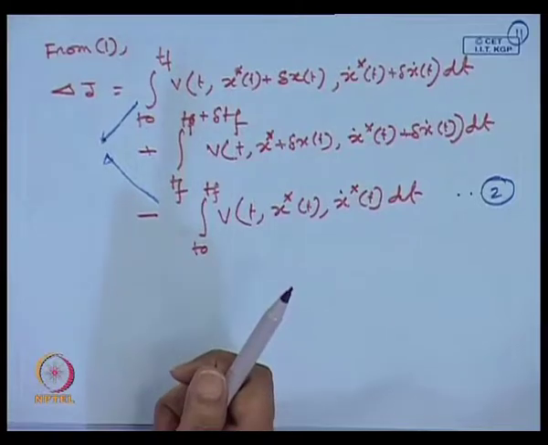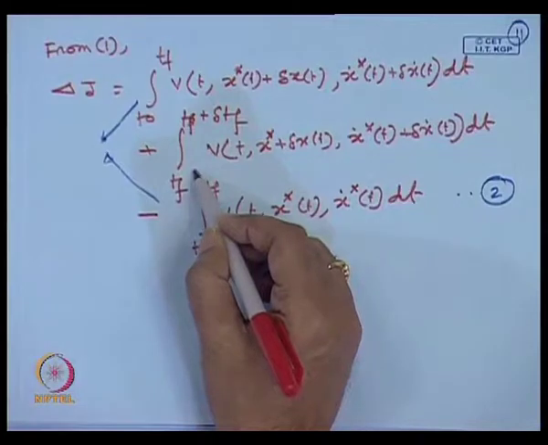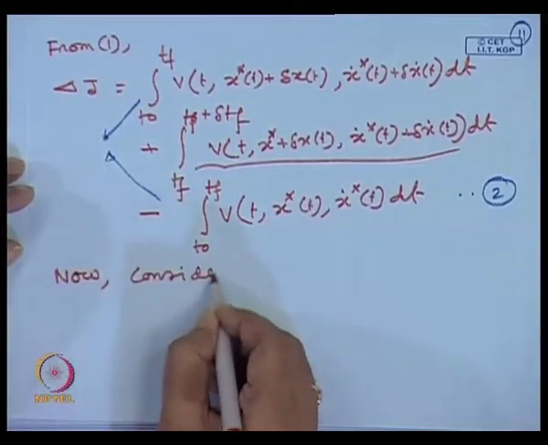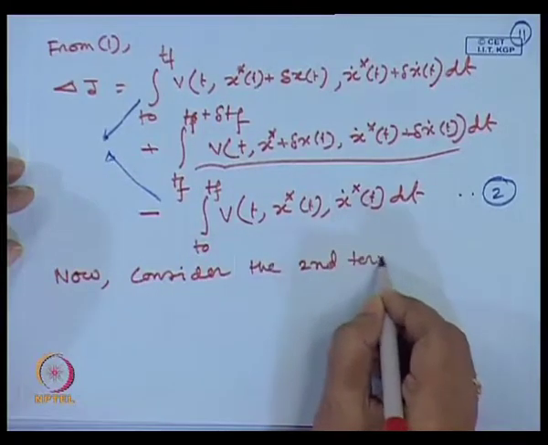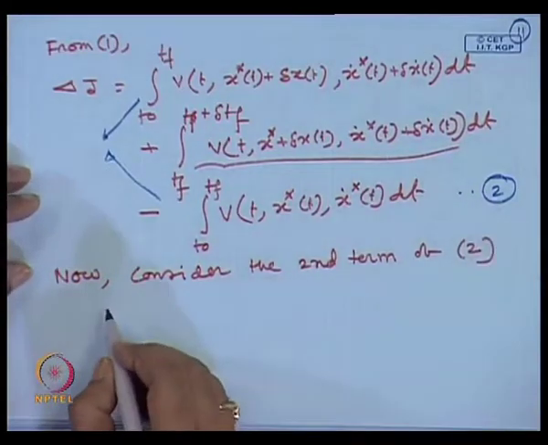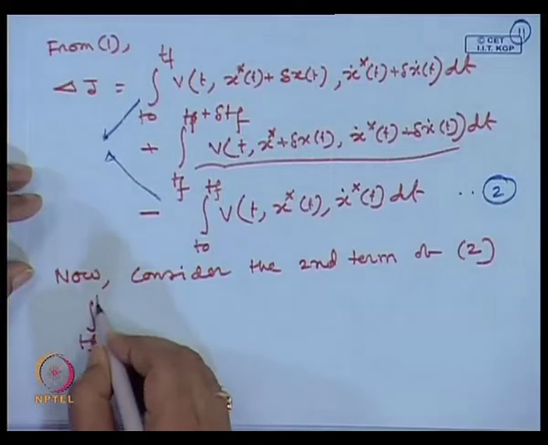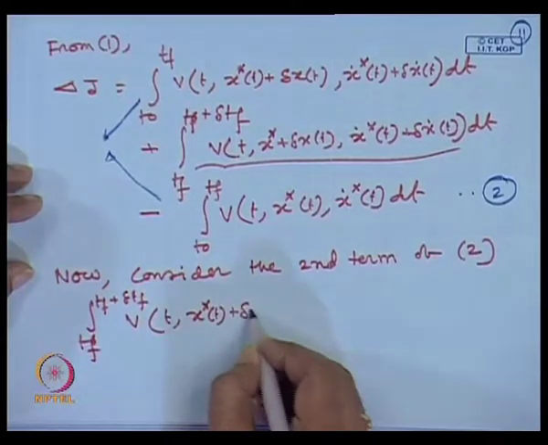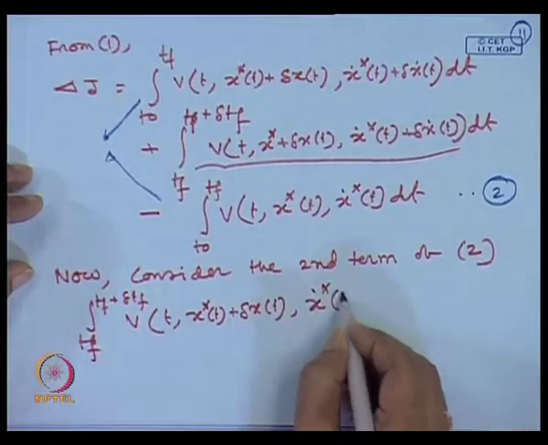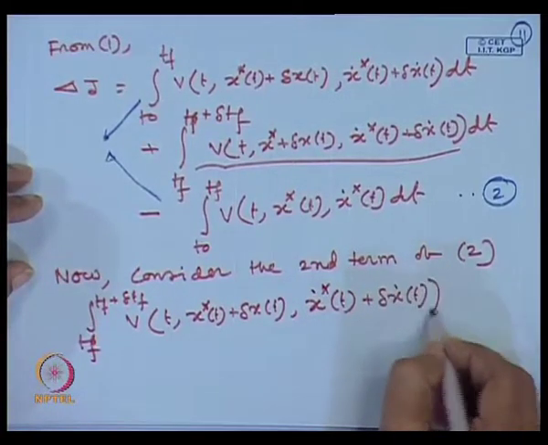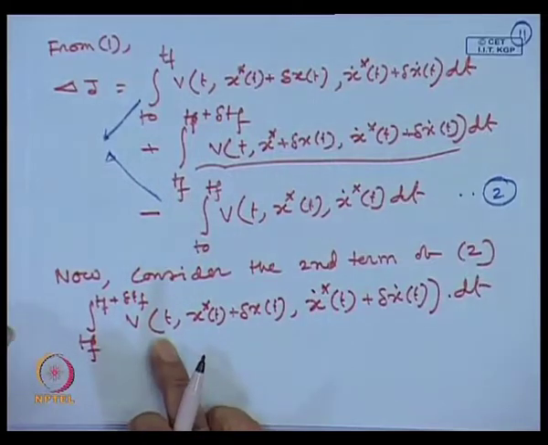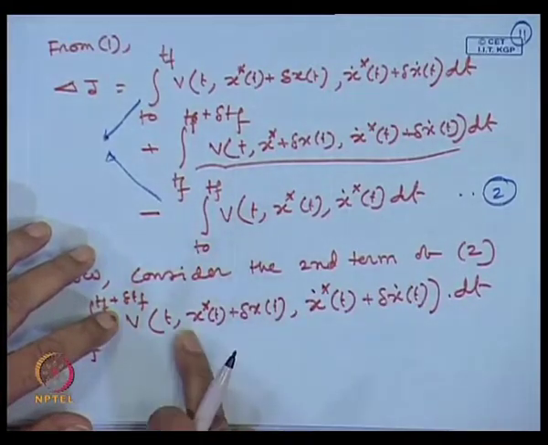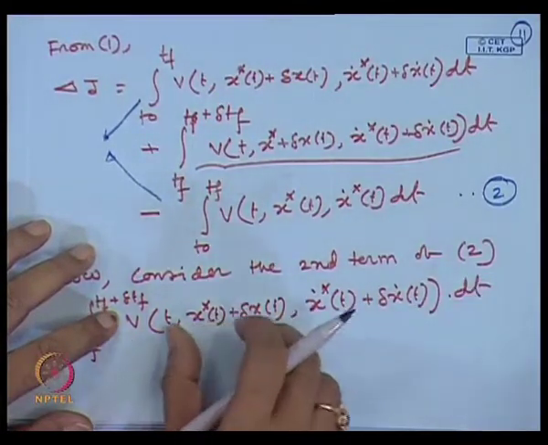Okay. So now we concentrate mainly on the second term of equation 2. Consider the second term of 2. So, what is the second term? The integral from Tf to Tf plus delta Tf of V(t, x*(t) + δx(t), x dot*(t) + δx dot(t)), the whole dt. Now, look at this point: this integrand is the value along the neighborhood of the optimal trajectory, the function value. This is a scalar quantity.